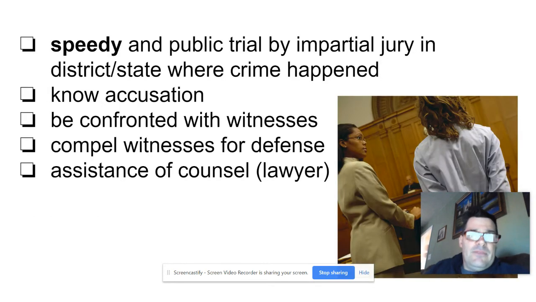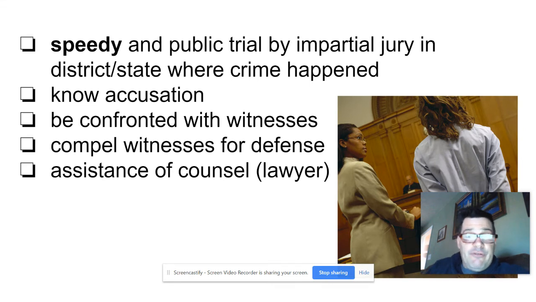Backside. Speedy and public trial by impartial jury in the district or state where it happened. That's also in Article 3, by the way. We saw that when it talked about the Supreme Court. So it's kind of a restatement of that. You get to know your accusation. You get to be confronted with witnesses. They can't do secretive witnesses. And by the way, they could potentially videotape a witness and have that be evidence, but you have a right to have your lawyer there to confront them. So they have to be questioned.